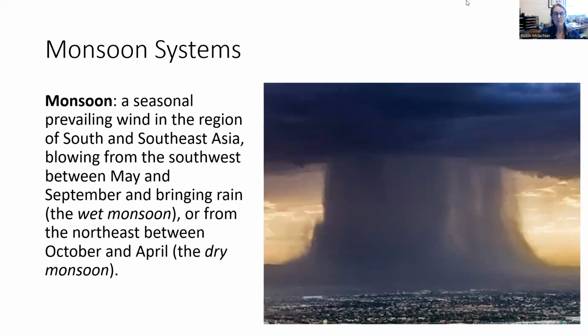All right, next up, we're going to talk about monsoons. Monsoons are what we call the seasonal prevailing wind in the region of South and Southeast Asia. So, right, the other side of the globe from us. And these monsoonal winds blow in from the southwest between May and September, bringing in a lot of rain. We call that the wet monsoon. And then during October through April, they blow in from the northeast in what we call the dry monsoon.